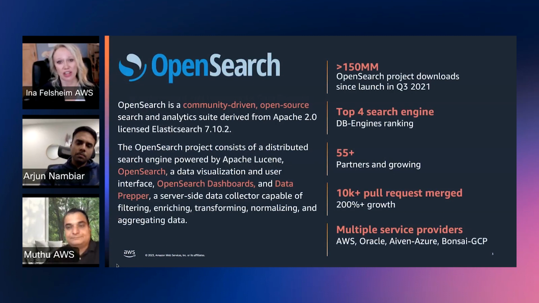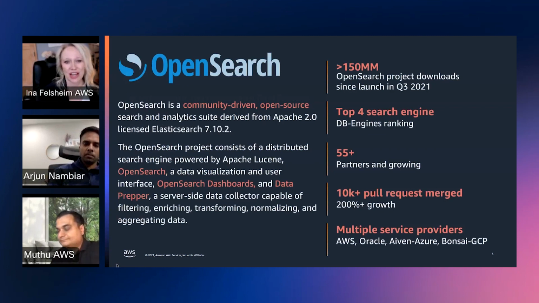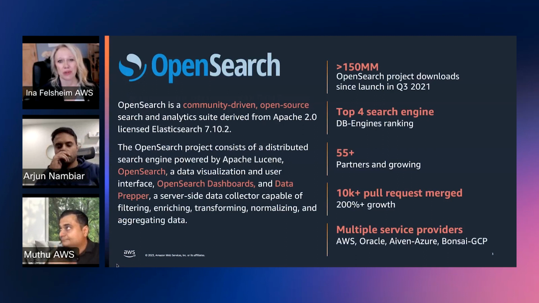It was first launched in Q3 2021, and since then has grown in popularity. You can see the stats on the right-hand side of the screen, including the number of partners that are participating, the amount of growth of the pull requests that have been merged in, as well as the one we're really proud of, the top 4 search engine in DB-Engines. So we're super excited about that. But all of this is to say that there's been a lot of attention on OpenSearch. You can see 150 million downloads since it launched. That's a huge number. Lots of people are using it. And we hope that in the session today, you'll start to see some of the reasons why.